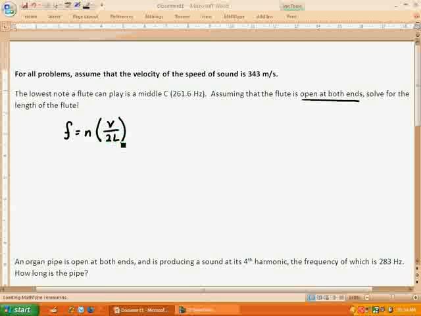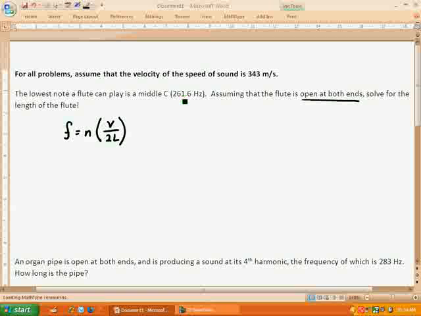Now, since this is the lowest note that the flute can play, we're going to assume that it's the lowest frequency or the longest wavelength. That means it's going to be its fundamental. And if you'll remember back when we did strings, the fundamental meant the longest wavelength possible, which is the lowest harmonic, which means that our N value here will be 1 because we're going to look for the first harmonic, which is the fundamental tone.